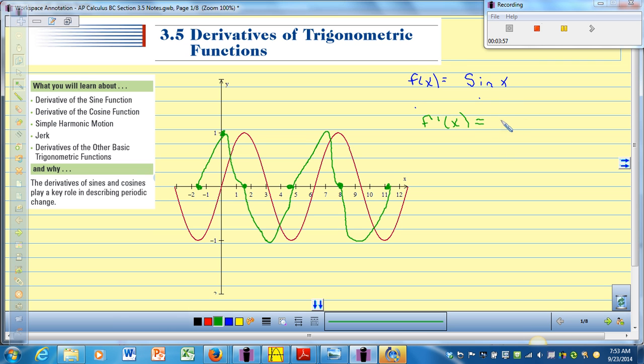So the derivative of sine of x is cosine x. You've learned your first derivative of a trig function. Okay? So graphically we can see that that happens. Now we want to show it algebraically.